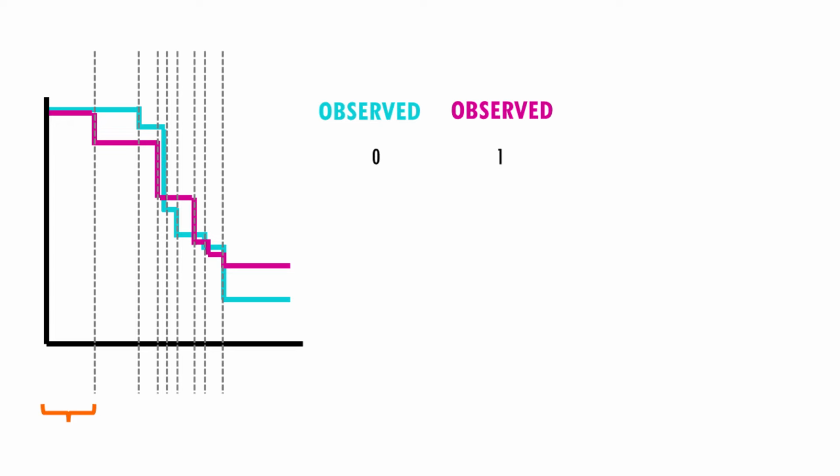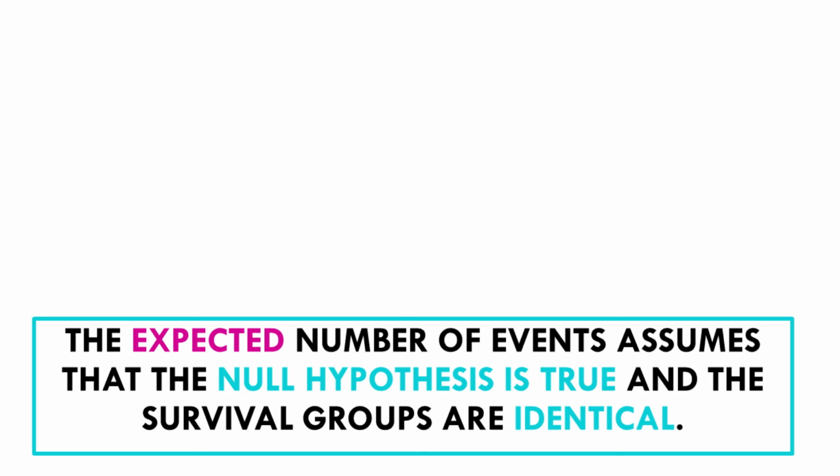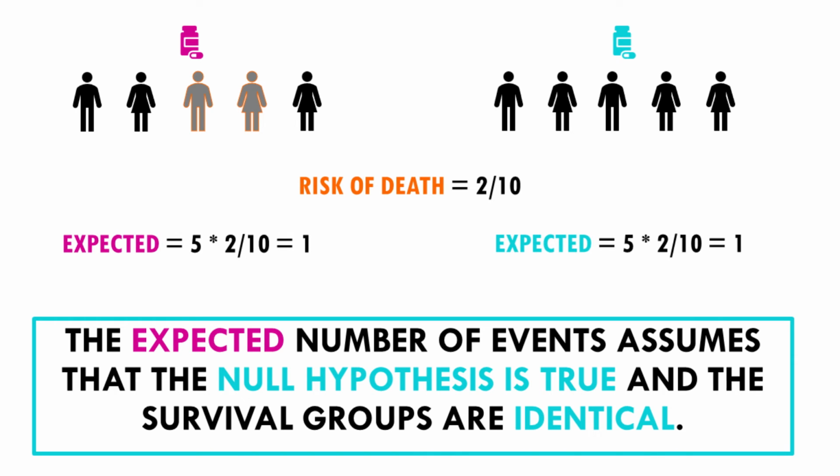So how can we really know what's expected? How many patients are expected to die in each group? So the number of expected events assumes that the null hypothesis is true and that the survival groups are identical. And if the survival groups are identical and we have 10 patients and the risk of death is 2 out of 10, so for one time interval, 2 patients died, then the expected value should be like 1 patient died in each group, right? So to calculate that, you multiply the number of patients per group by the risk of death, by the actual probability of dying.